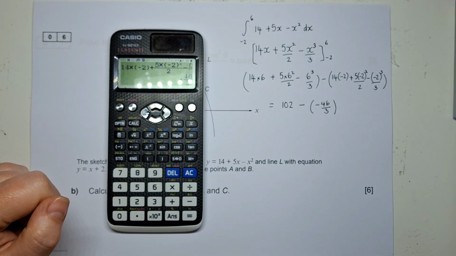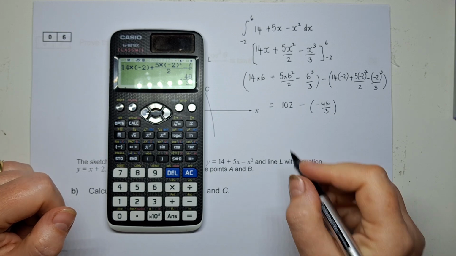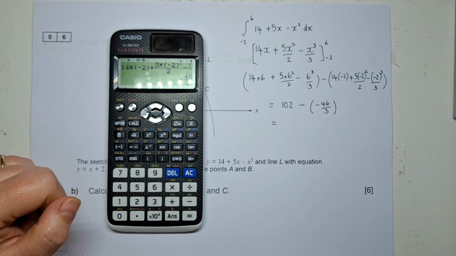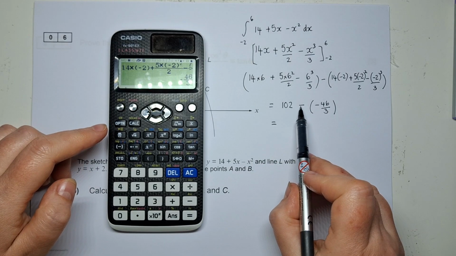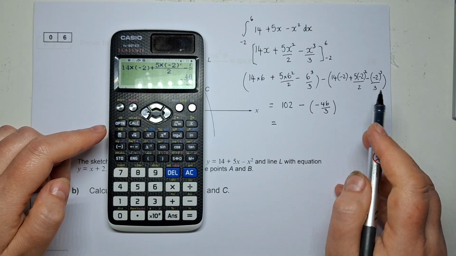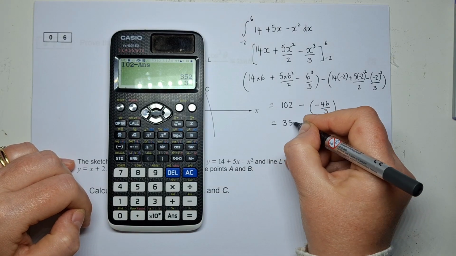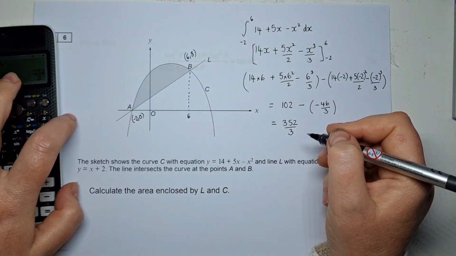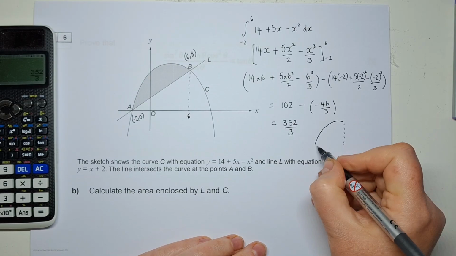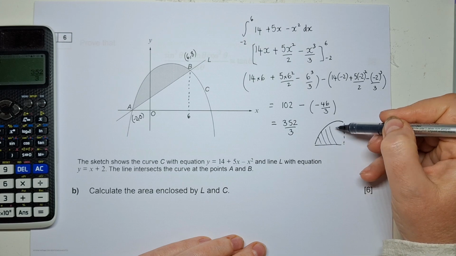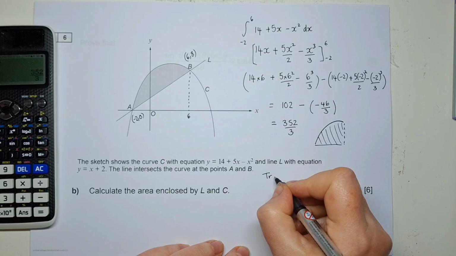Okay, by working them both out separately, if I've gone wrong on one bit, at least I'll get a mark for one of them being correct. It's easier to check as well. But I've got to remember it's the first number minus what I had from the second one, which is a minus itself. So 102 minus that answer gives me 352 over 3. So what I've worked out there is the area of all of that.